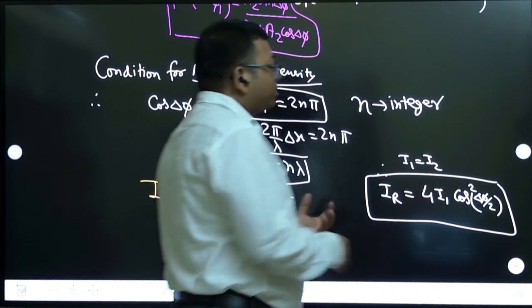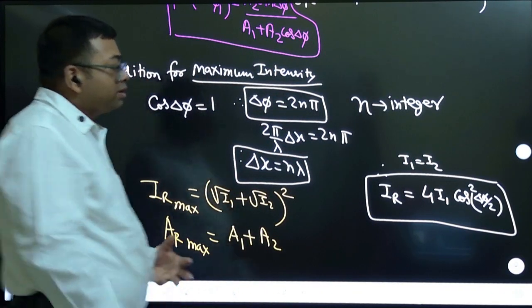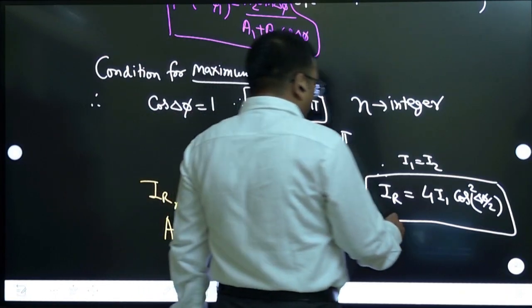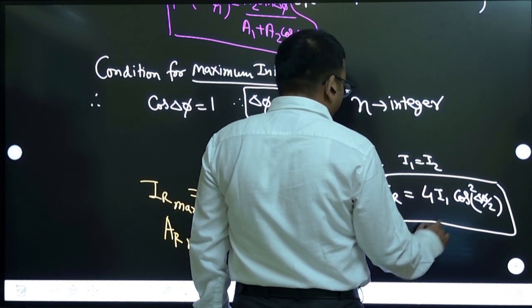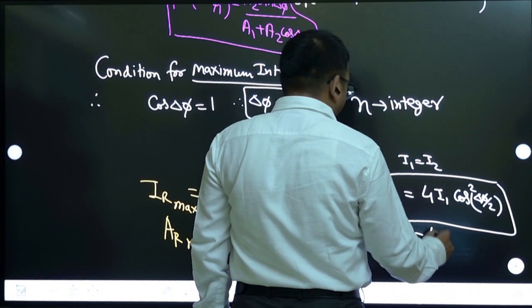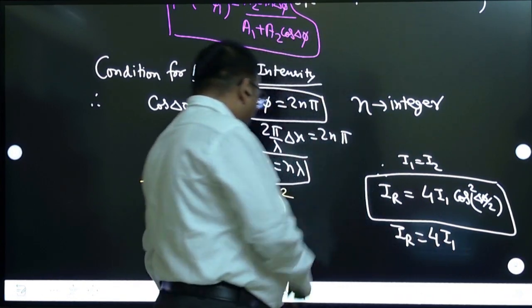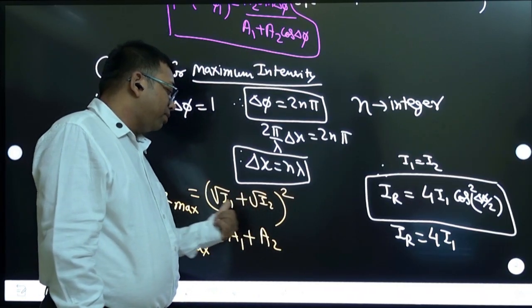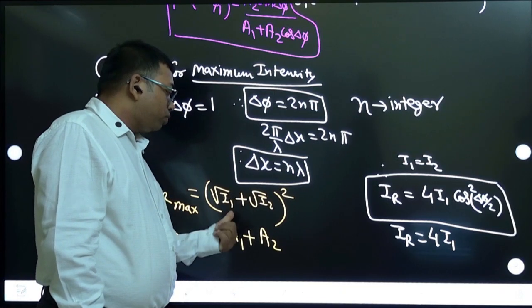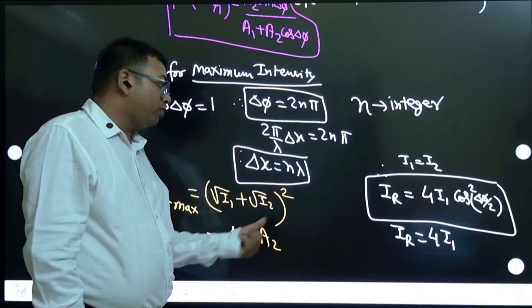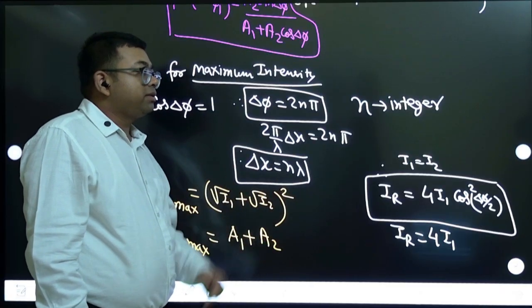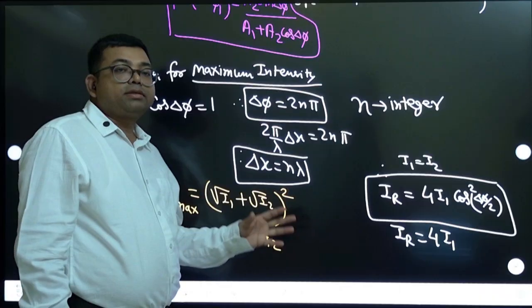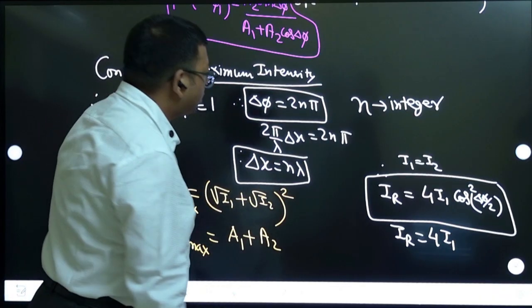So if the individual sources have equal intensity, in that case what is the maximum? As I already told, cos square maximum is 1, so 4I1 will come. Here also you can substitute: if I1 and I2 are equal, then root I1 plus root I1 becomes 2 root I1, 2 root I1 whole square, 2 square means 4, 4I1 will come. But that's a general formula. If the intensities are equal, we can use that.